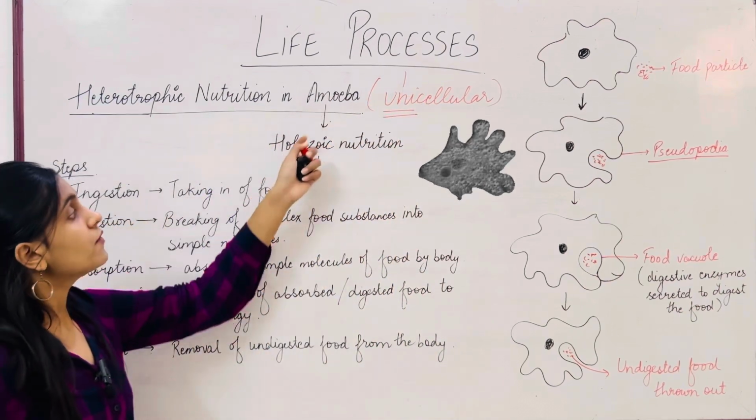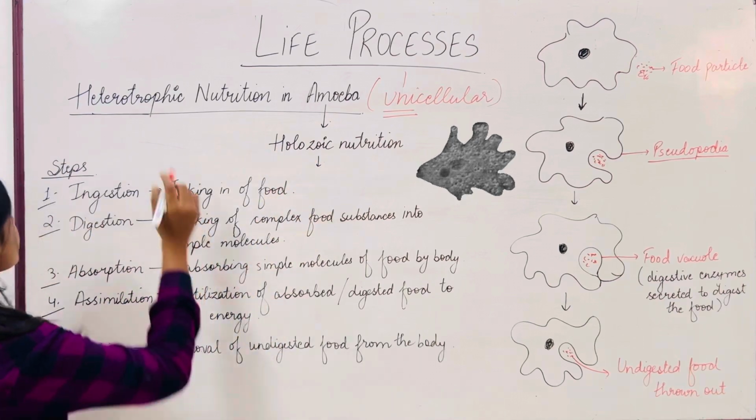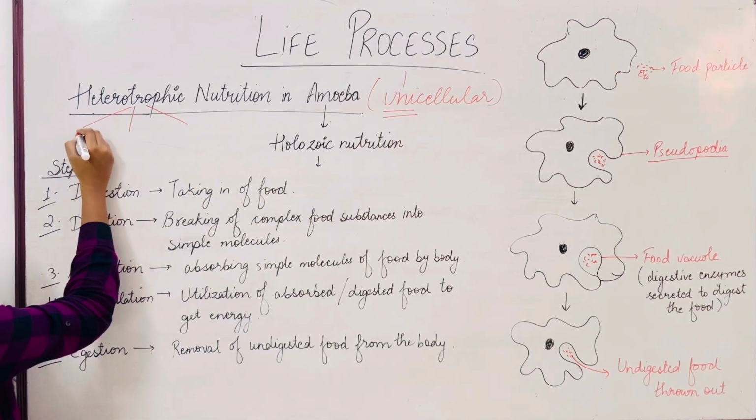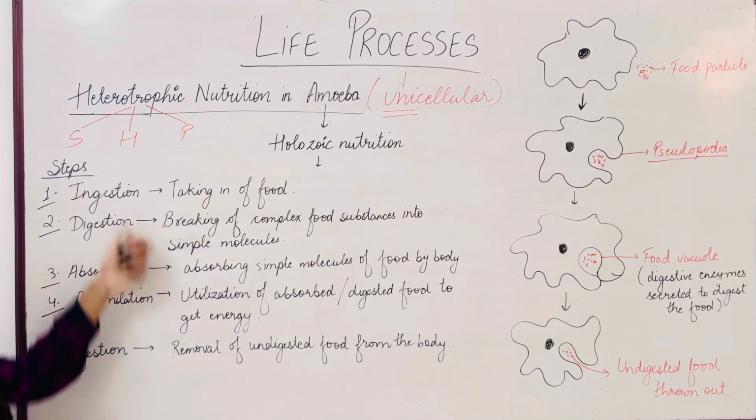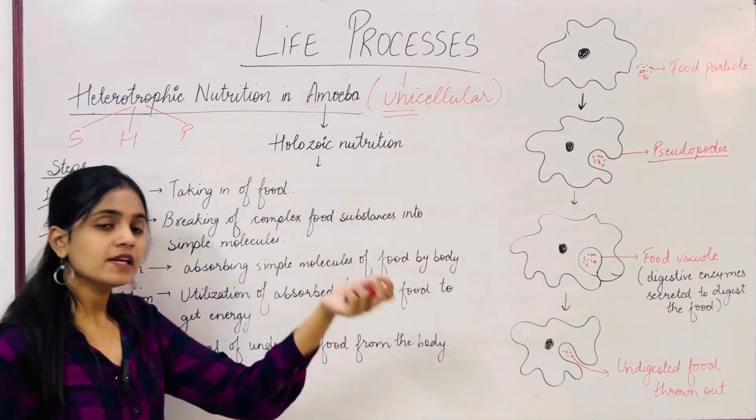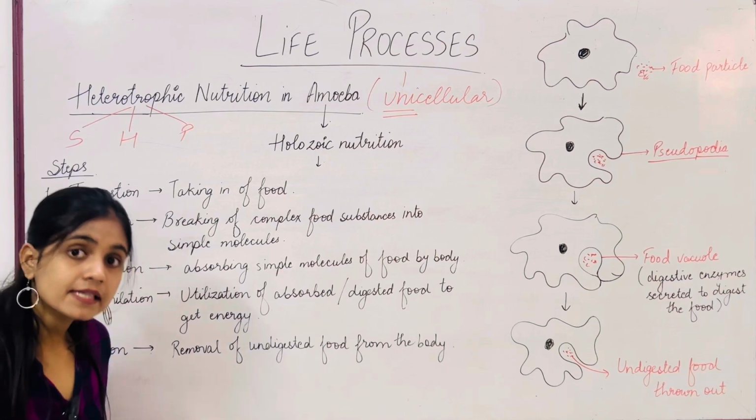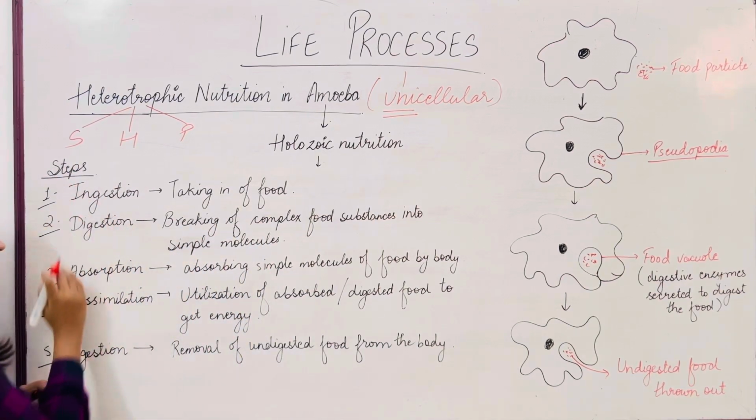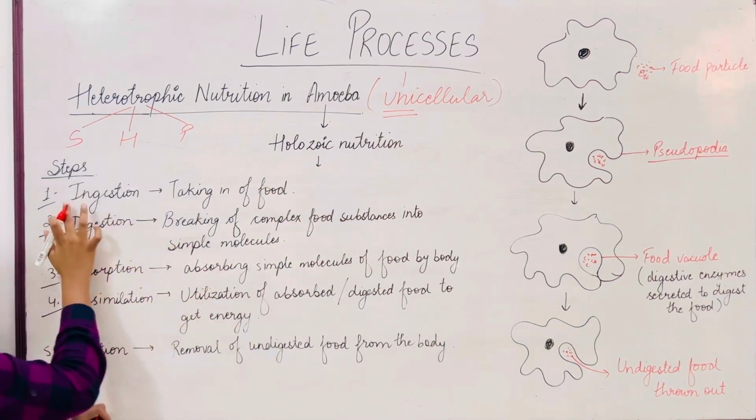Now, the amoeba performs what type of nutrition? Holozoic. We have discussed that heterotrophic nutrition is of 3 types: first is saprophytic, then holozoic, and then parasitic. What was holozoic? Remember it. Holozoic means when we ingest the food and then digestion takes place inside the body of the organism. Now, what are the steps? These are the 5 steps which take place during holozoic nutrition.